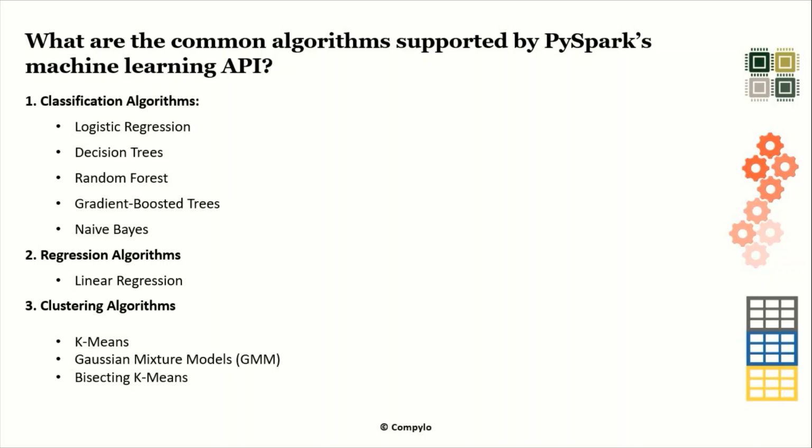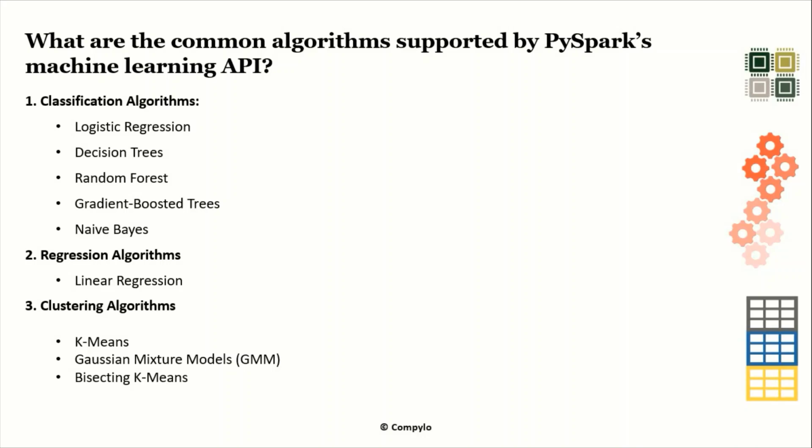PySpark's machine learning API, known as MLlib, provides a wide range of algorithms for various machine learning tasks. Broadly, we can divide them into classification algorithms, regression algorithms, clustering algorithms, and dimensionality reduction. Under classification algorithms, we have logistic regression, decision trees, random forest, gradient boosted trees, and naive Bayes.